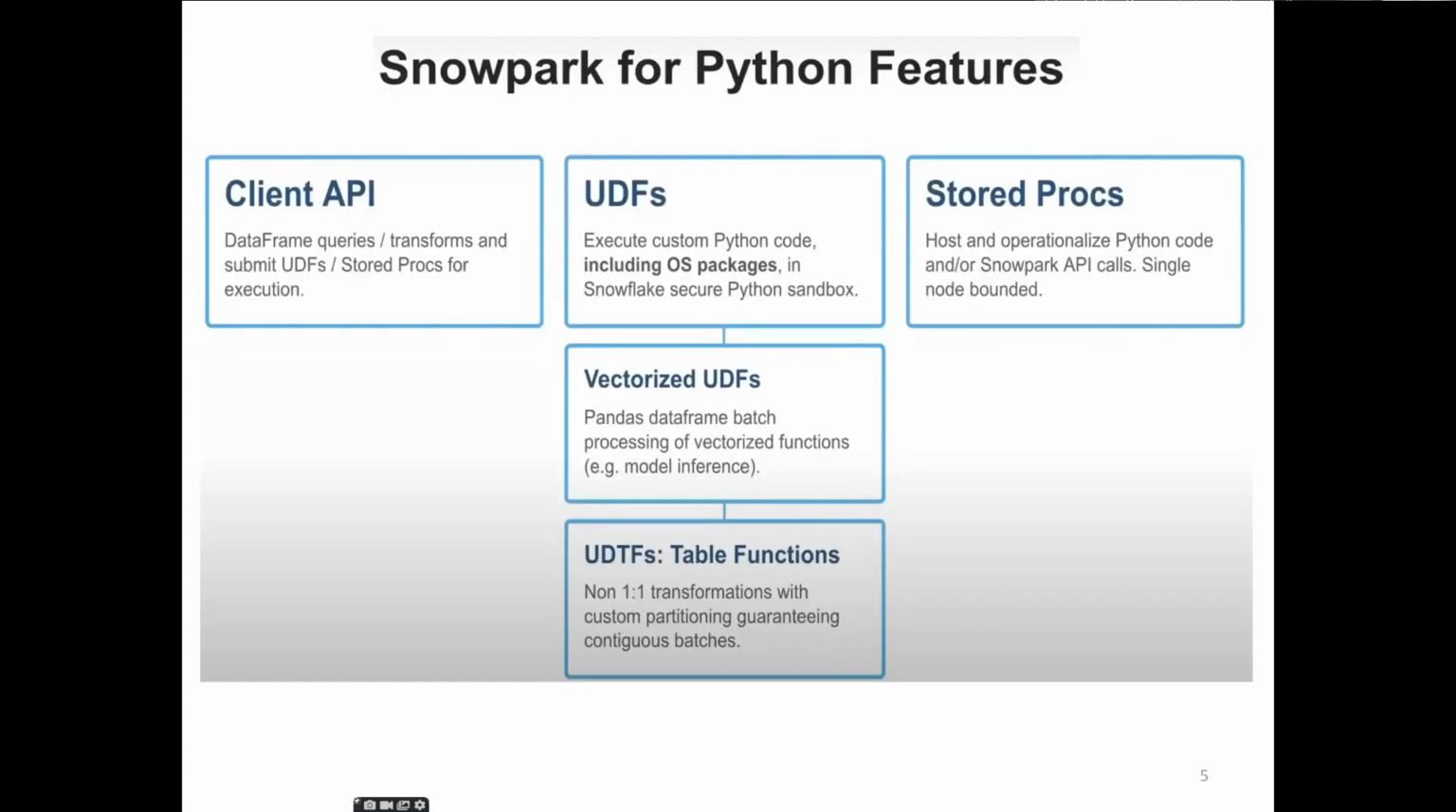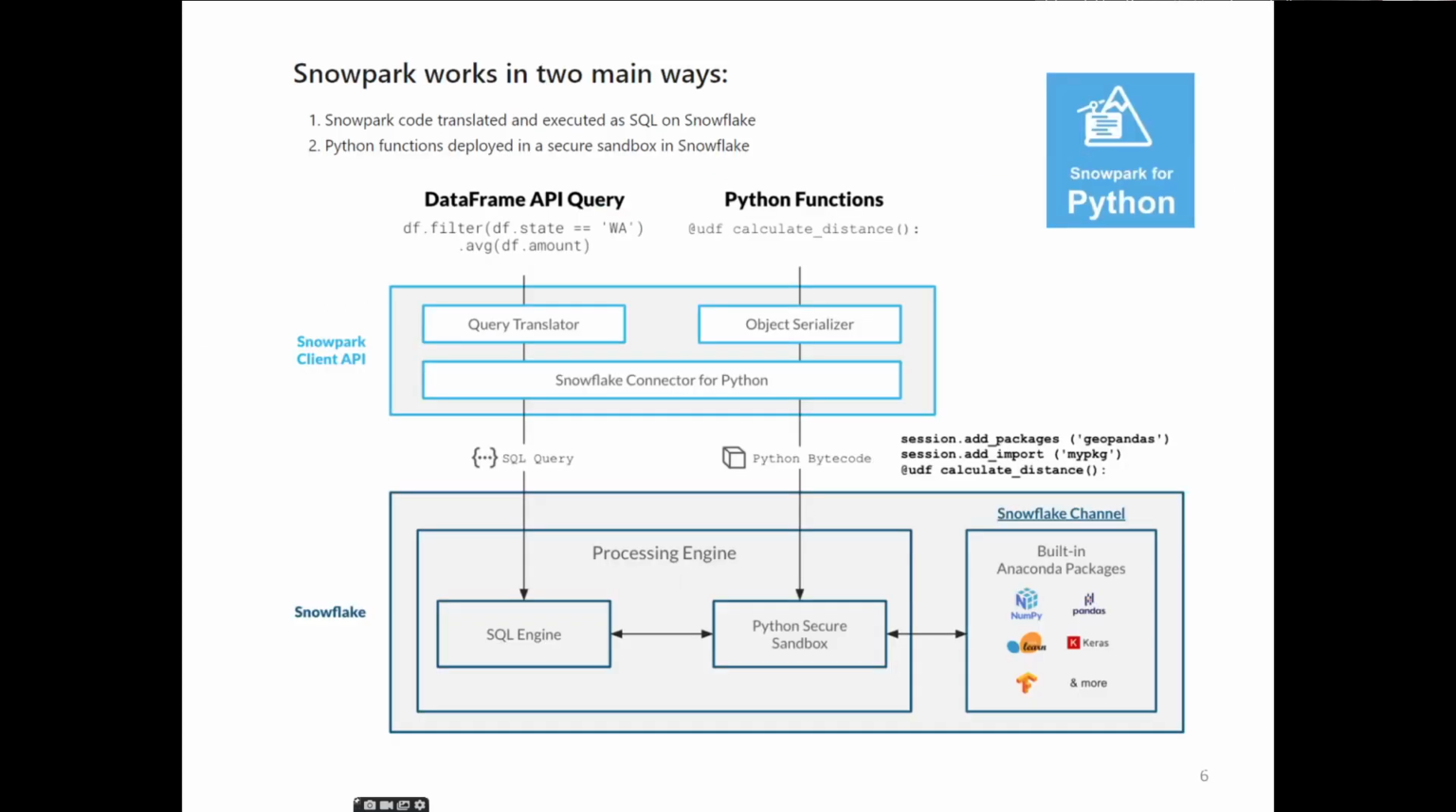Snowpark for Python features: we have the client API with user-defined functions, stored procedures, vectorized UDFs and table functions. Here we have the SQL that uses the query translator to be executed using the SQL engine, and we have a Python function that uses a user-defined function or procedure that will be executed in the Python secure sandbox.